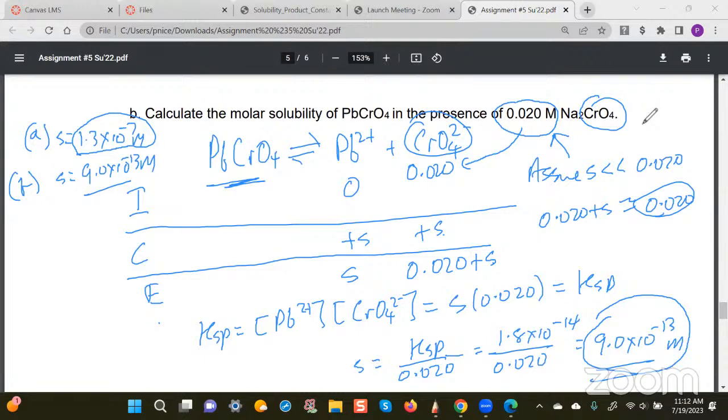And another thing, while we're at it, another thing I should mention too is that unlike in the case of weak acids and weak bases, we don't need to test that assumption, right? Because pretty much that assumption applies to every single sparingly soluble ionic compound. All right. So I hope that answers your question.